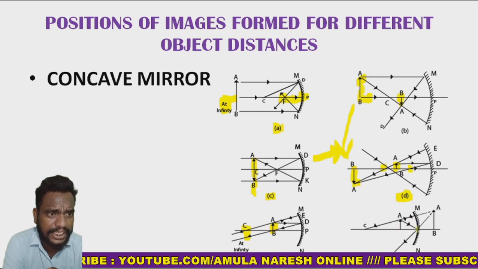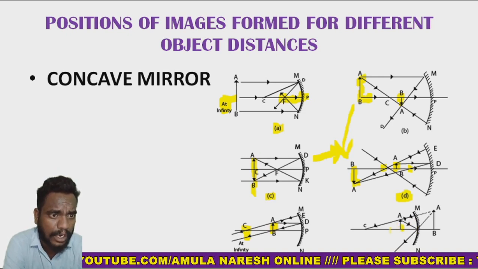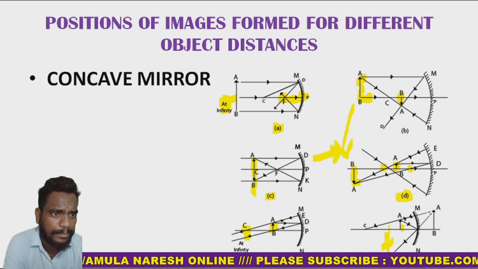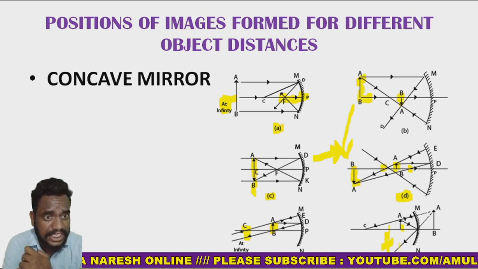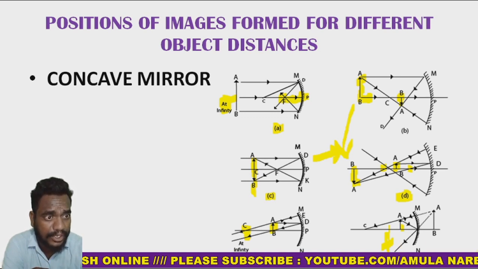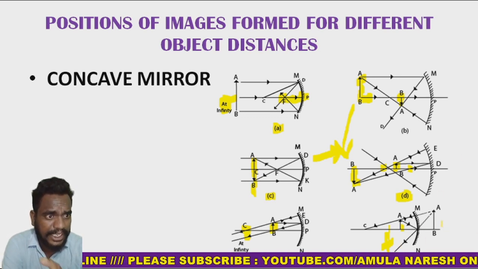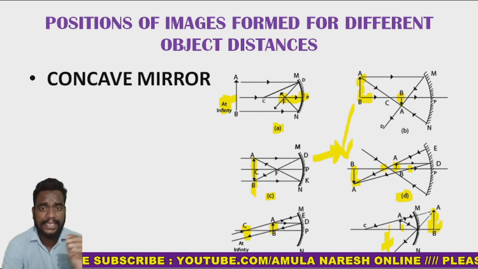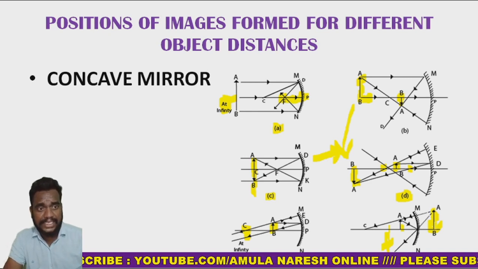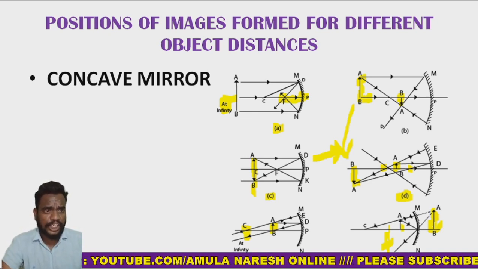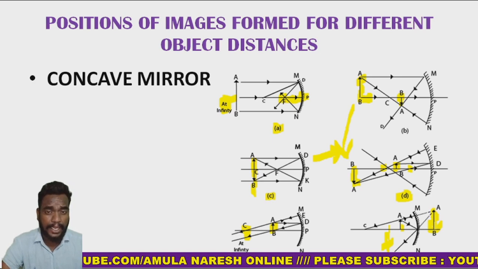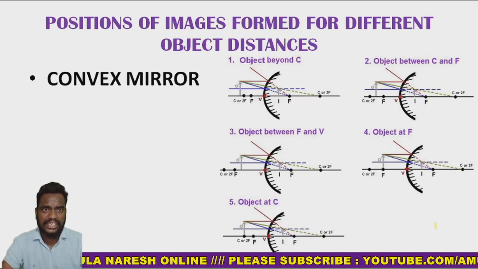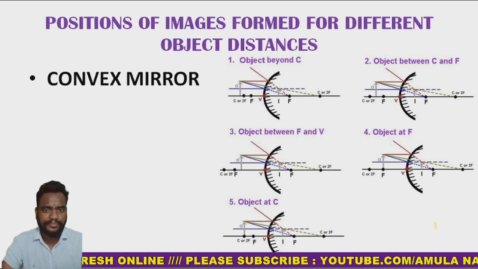And if the object is placed between the pole and the focal point, let us assume this is the focal point F, the image is formed behind the mirror, as you can see. The image is formed somewhere here. This image is a virtual image because it is formed by the intersection of extended rays. Hence it is a virtual, enlarged and erect image. This is regarding the concave mirror. What happens in the case of the convex mirror, we will discuss.